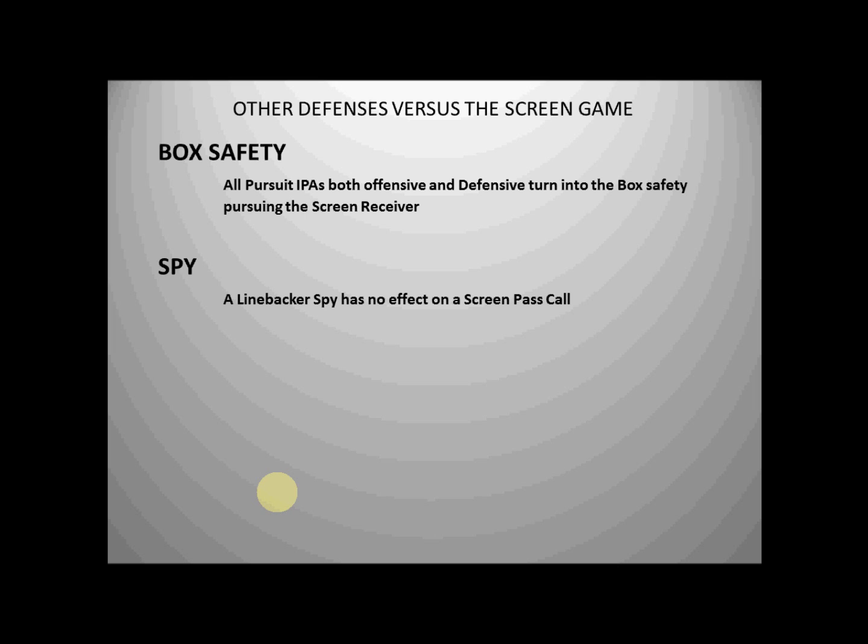So again, screen plays are fun in sideline football. There's some flavor added to it because there's two things that are happening. There's the start level, and then there's the pursuit.